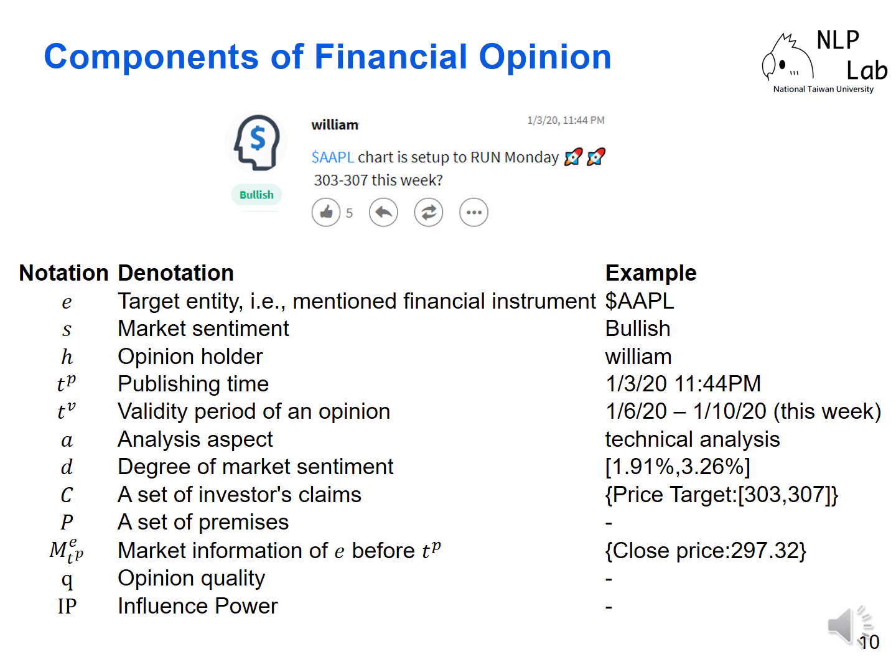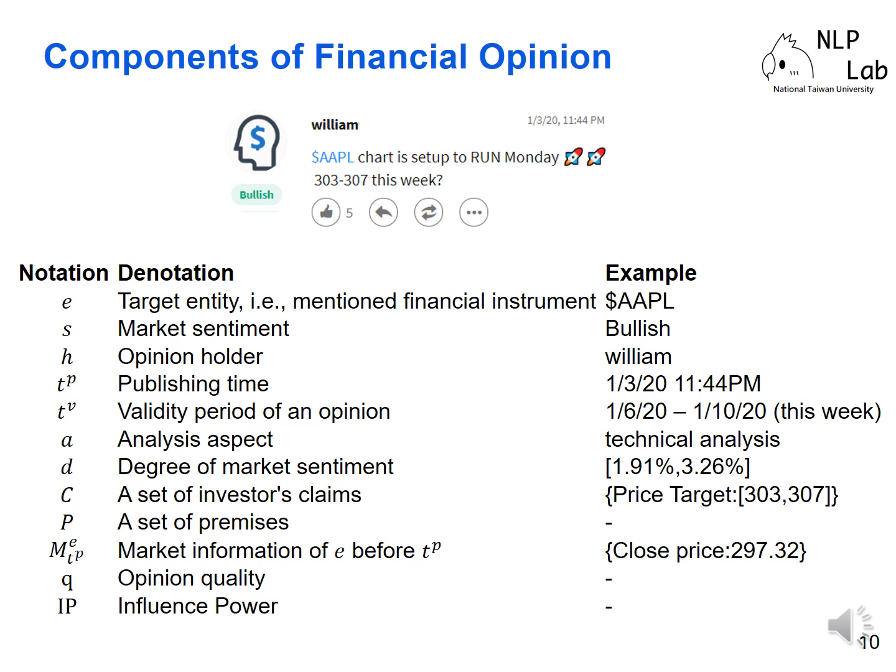Finally, we may need to evaluate the quality of the opinion and the influence power of the opinion. For example, a tweet posted by the US president has different influence power toward the market than a common person's post. The quality and influence power are also topics that Phil discussed in previous works.